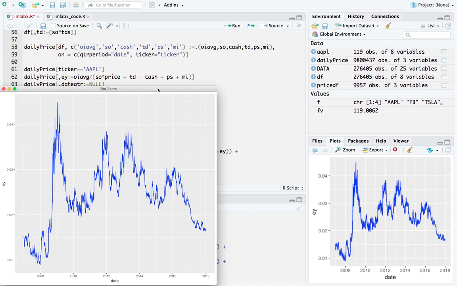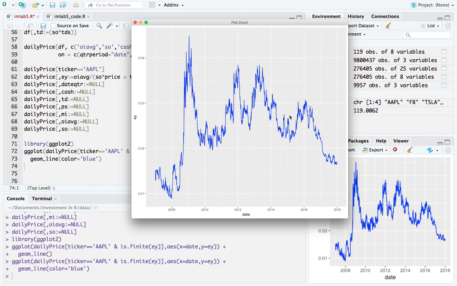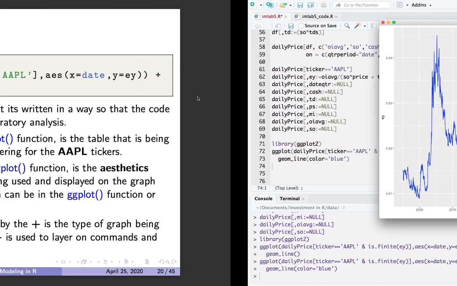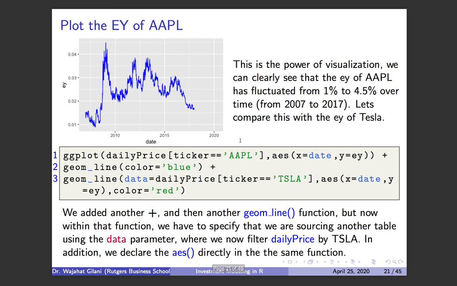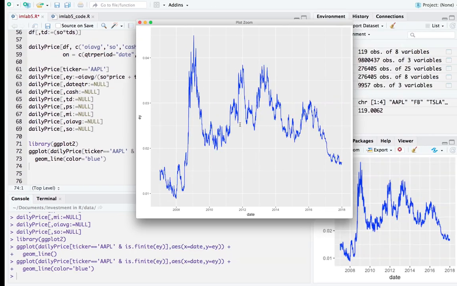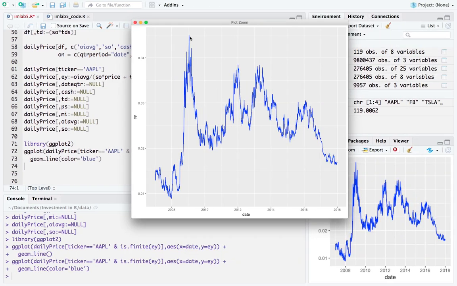Here, we have the earnings yield for Apple, just Apple going from 2007 all the way to 2018. And as you can see, for the most part, it's been positive. It's been kind of all over the place, but it's been positive. You can see that real quick, we can notice the fluctuation at its highest was around 4.45, down to about 1.